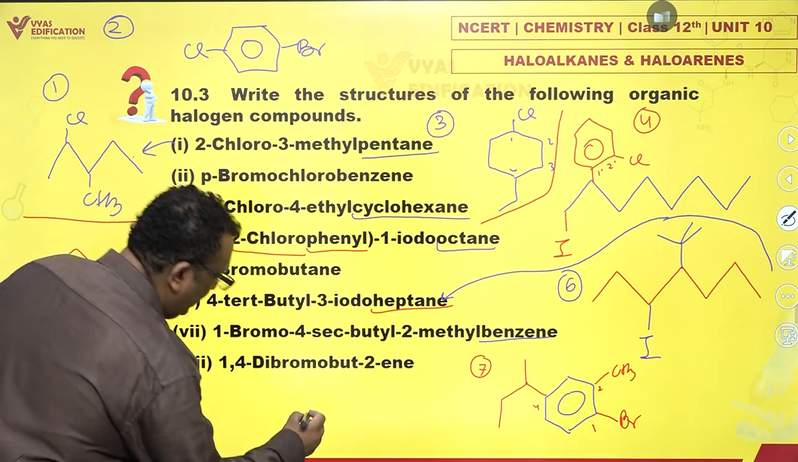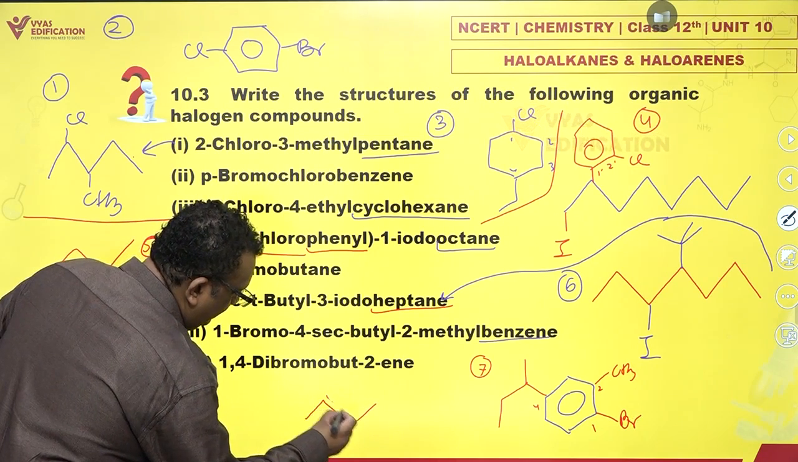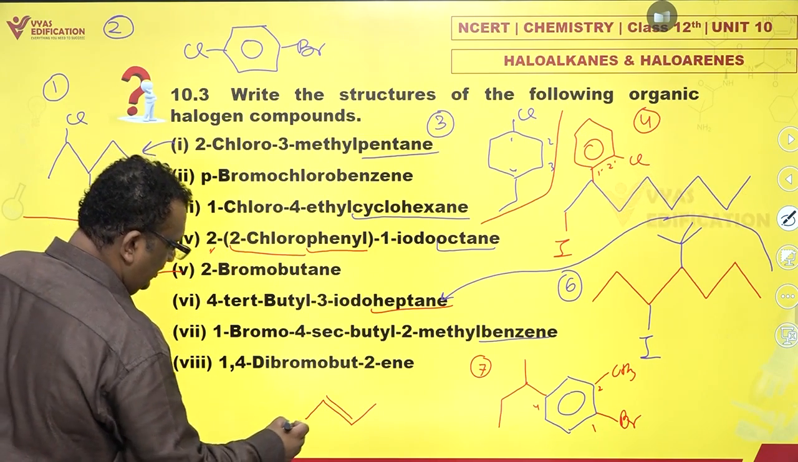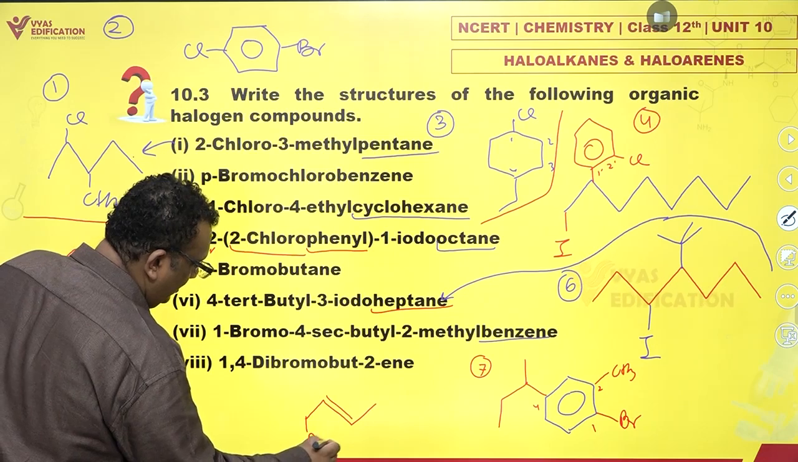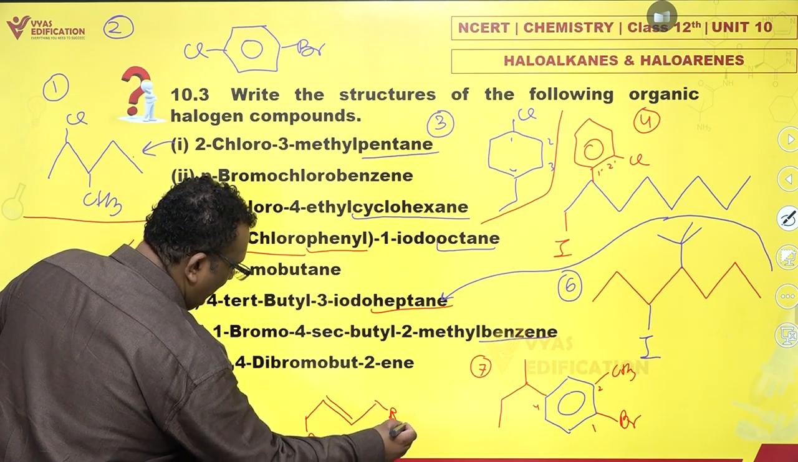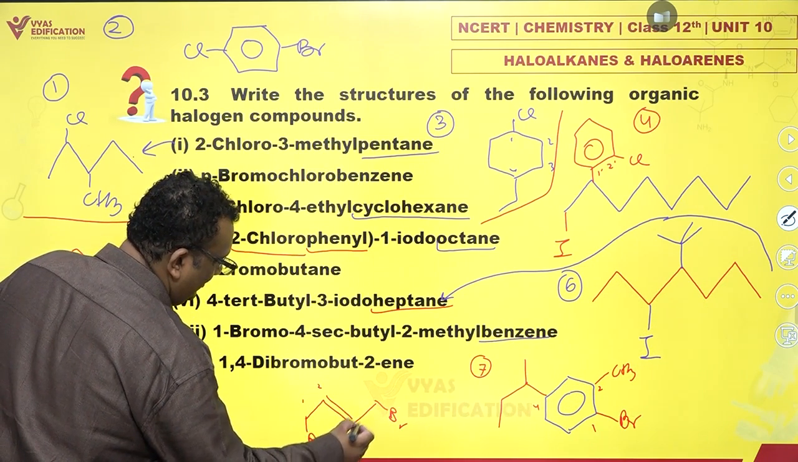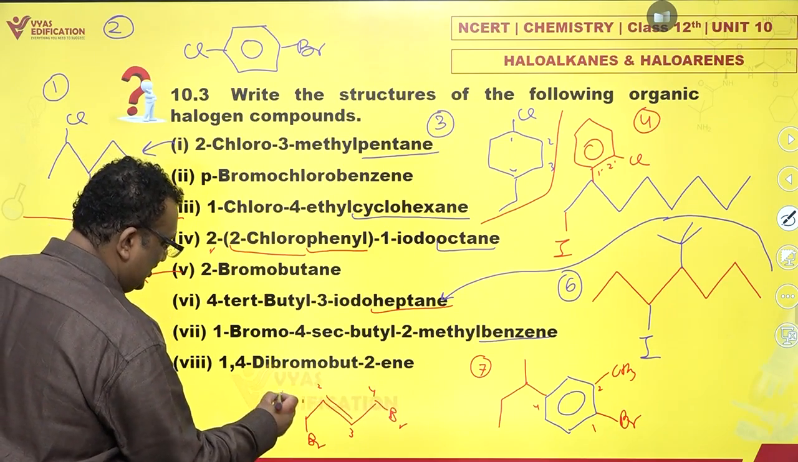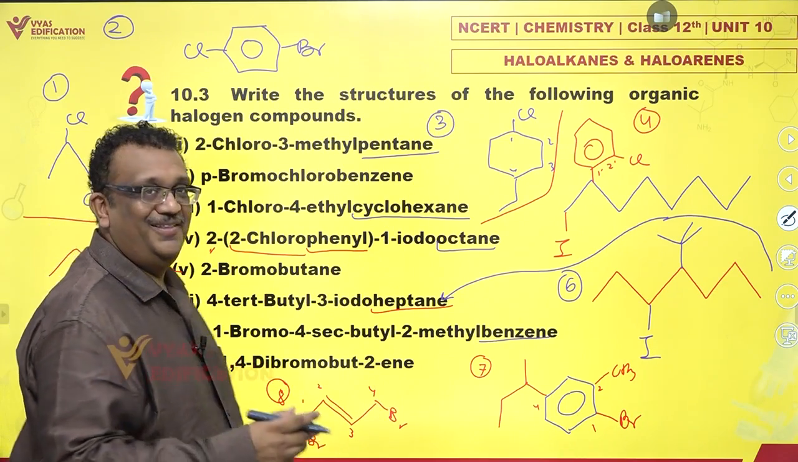And what about 8th? 1,4-dibromobutene. This is butene. 1,4-dibromo. It can't get lovelier. Like this. This is my 8th compound, and there we are.